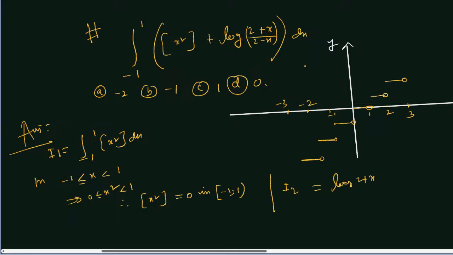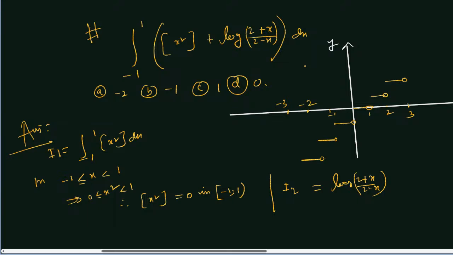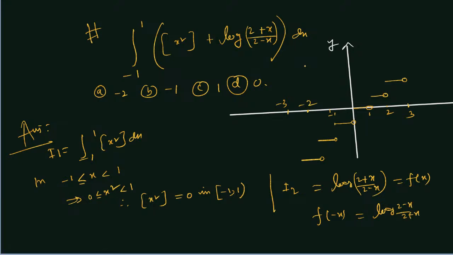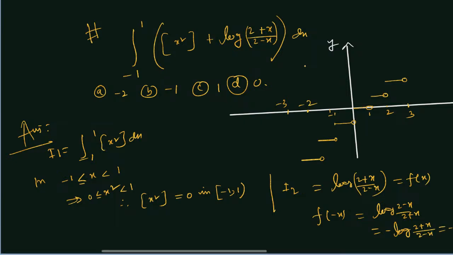Whenever a log function is there in definite integration, you'll go for checking whether it is odd or even. Okay? Many sums are like this one here. Log of (2 minus x) by (2 plus x). It's nothing but, so this is minus f.